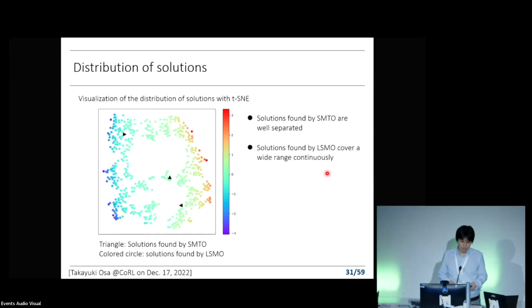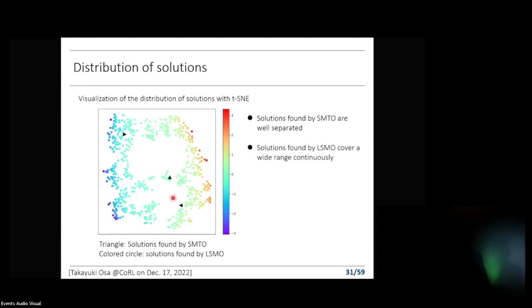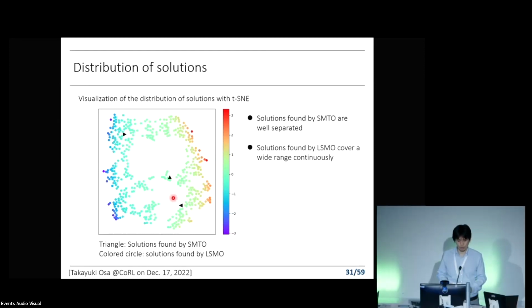Okay. And here is a visualization of the discovered solutions. In this case, we use a two-dimensional continuous latent variable for the second method. And we can cover the solution space continuously as shown in these colored circles. And the solutions found by the first method are represented by the triangles as shown here. And actually, the first method can also find well separated and represented solutions in motion planning.